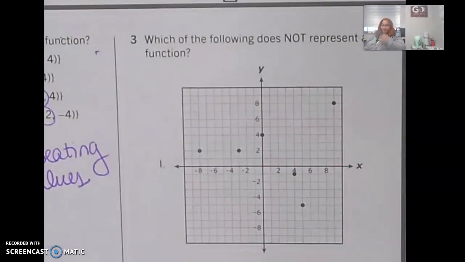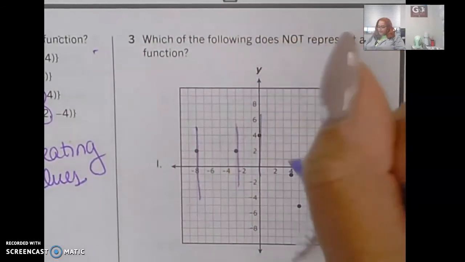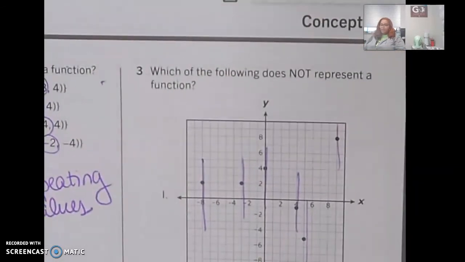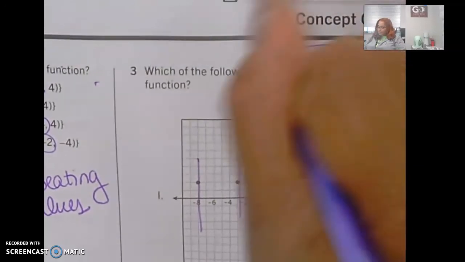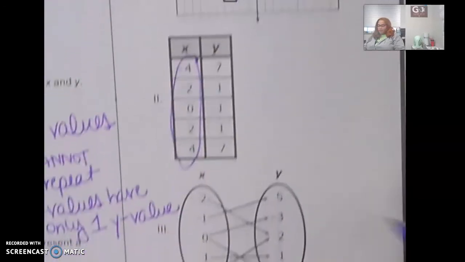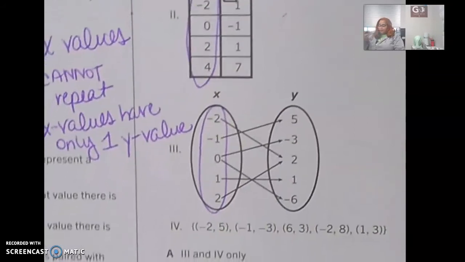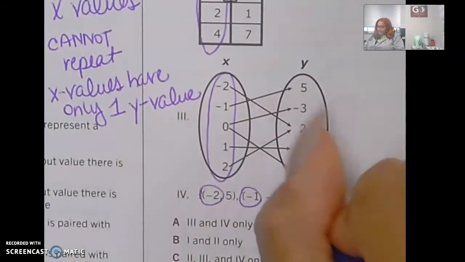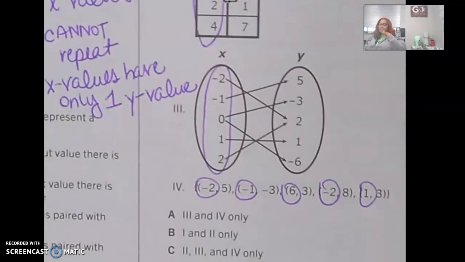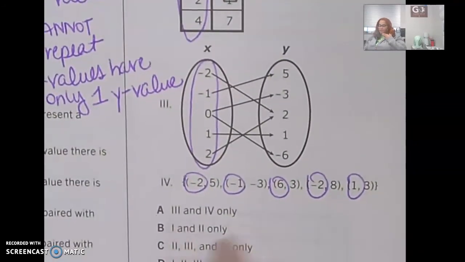For number 3, you need to do the vertical line test. Do these pass the vertical line test? Which one does not represent a function? Do these x values repeat? Do these x values have 2 arrows coming from them? Do these x values repeat? If any of these are no, then that would be your answer down here.